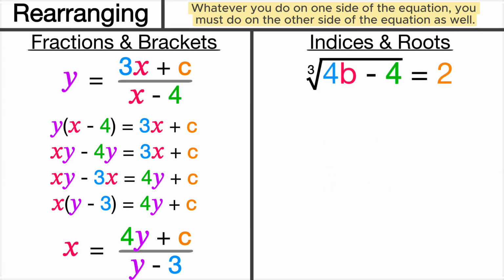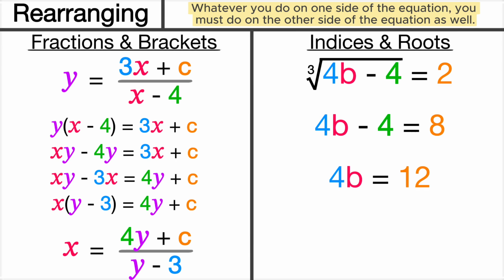Here's another example. To make b the subject, cube both sides to get 4b minus 4 equals 8 because 2 cubed equals 8. Now you can rearrange for b as you normally would. Add 4 to both sides to get 4b equals 12 and divide both sides by 4 to get b equals 3.